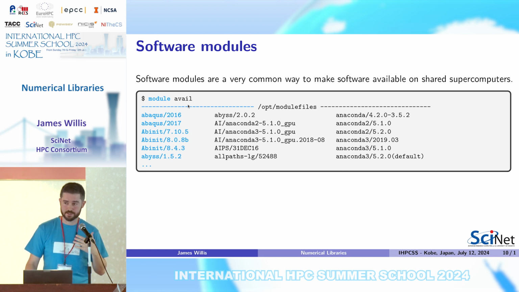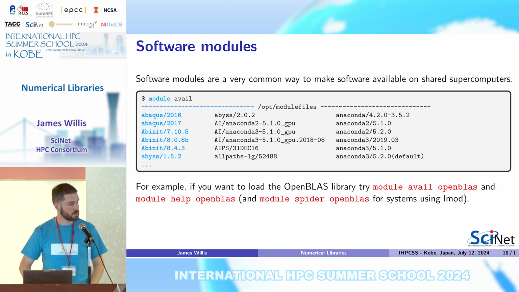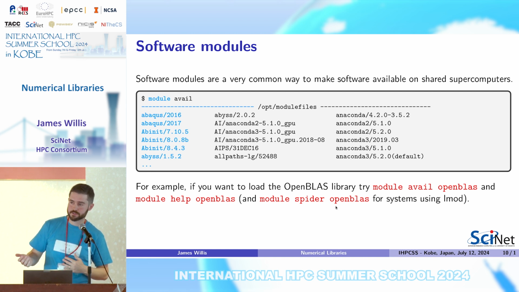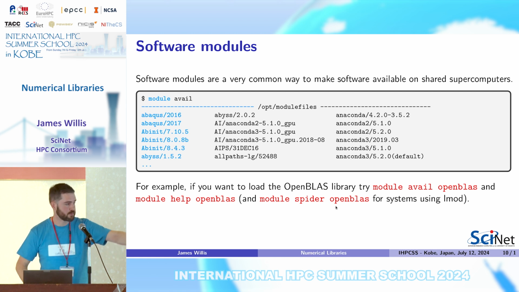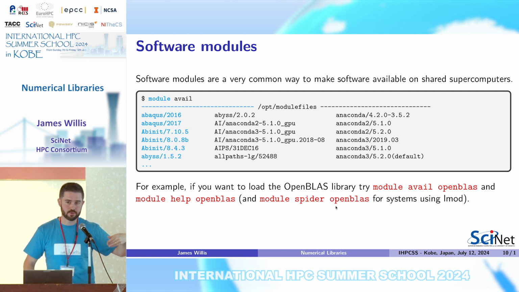And if you want to access a specific module, for example, if you want to load the OpenBLAS library, you can try module avail OpenBLAS and module help. The command I use most of the time is module spider, and this will give you a list of dependencies of modules to load before OpenBLAS in order to load it. Because sometimes if you just do module load OpenBLAS, it'll say it can't find the module or you need to load a series of modules beforehand. Module spider helps by giving you this dependency tree.